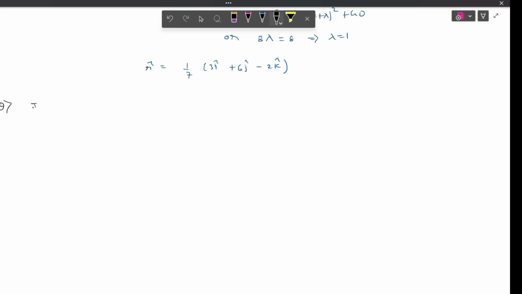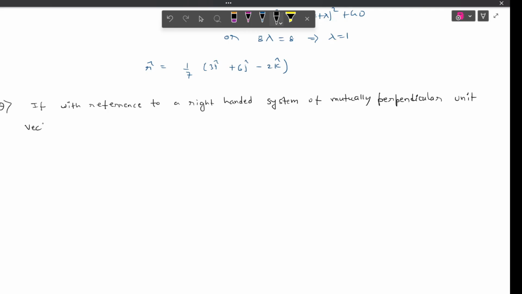If with reference to a right-handed system of mutually perpendicular unit vectors i cap, j cap, k cap, we have alpha vector as 3 i cap minus j cap and beta vector as 2 i cap plus j cap minus 3 k cap.